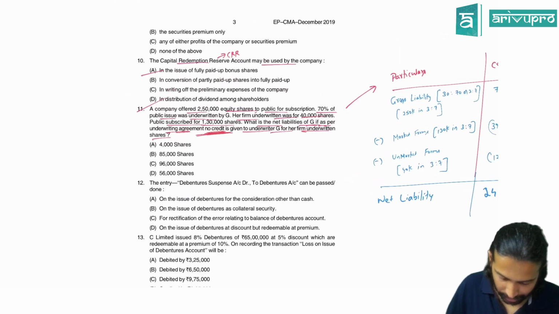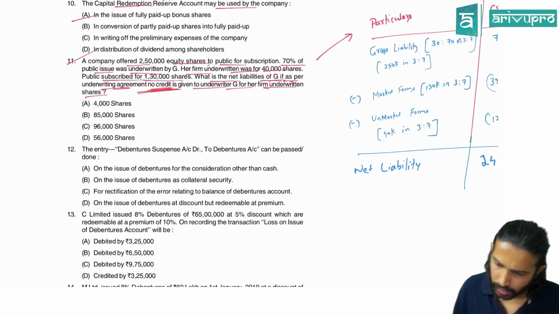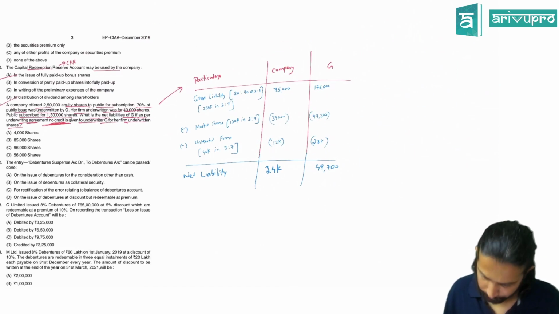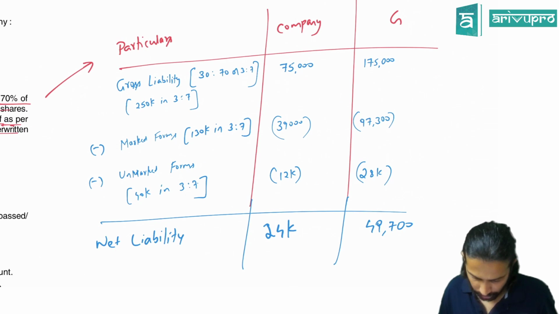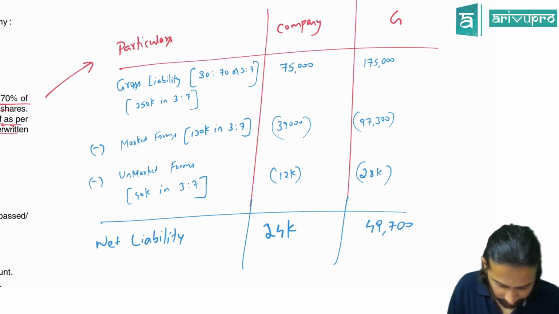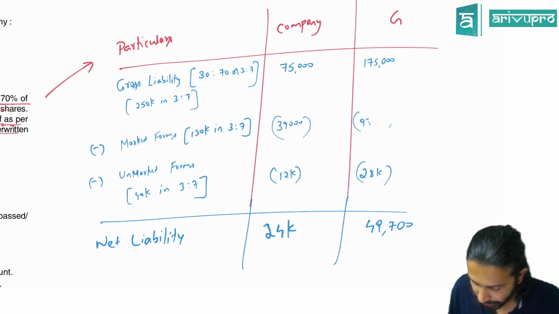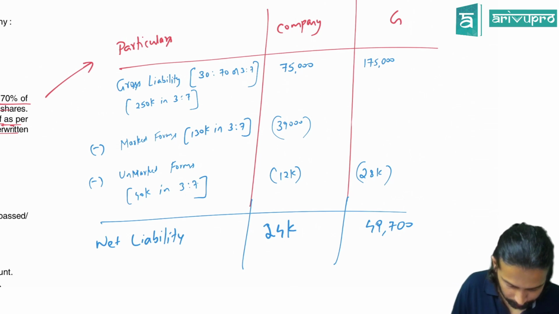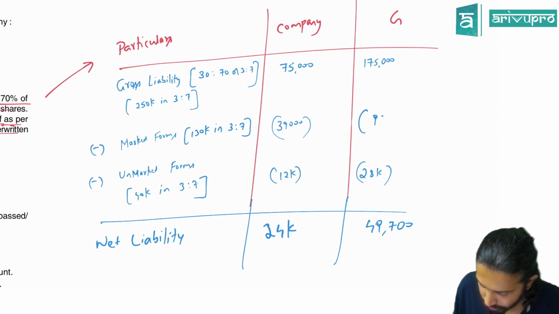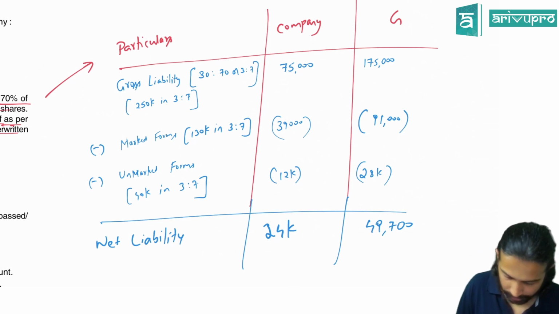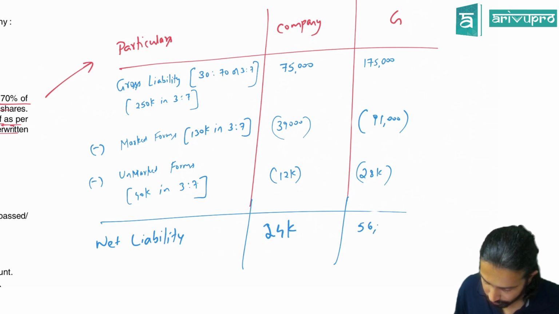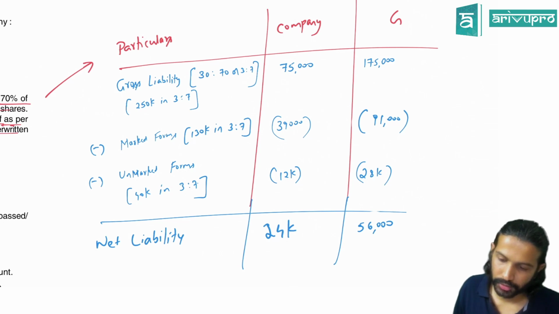What is the final net liability of underwriter ka? Calculation mistake. Just check. I think one calculation mistake happened. 1,30,000 into 70%. Okay, this is not 97,300, guys. My bad. This is actually not 97,300. Calculator mistake. This should be 91,000. Now you calculate 1,75,000 minus 91,000 minus 28,000. If you do, how much are you going to get? 56,000 shares you're going to get.